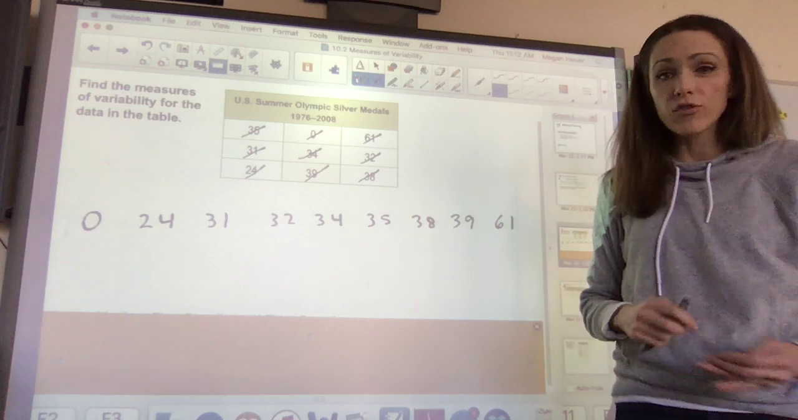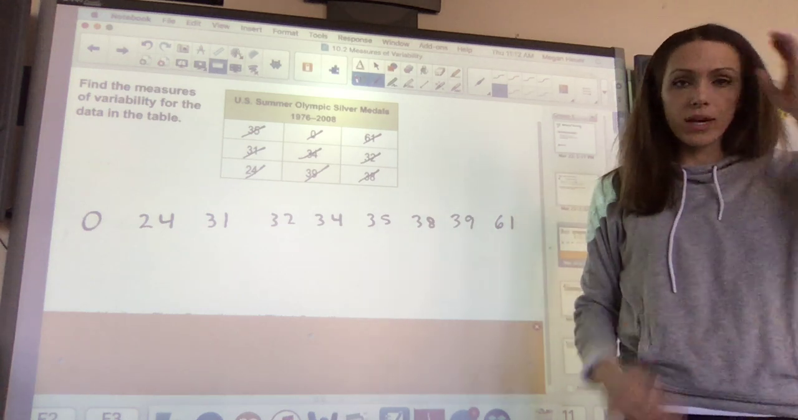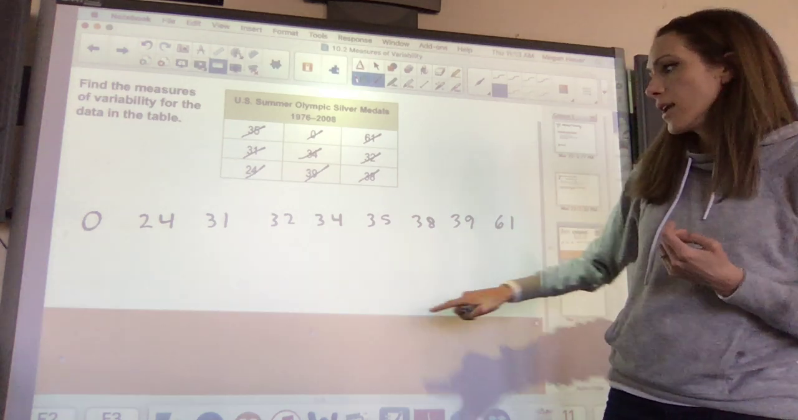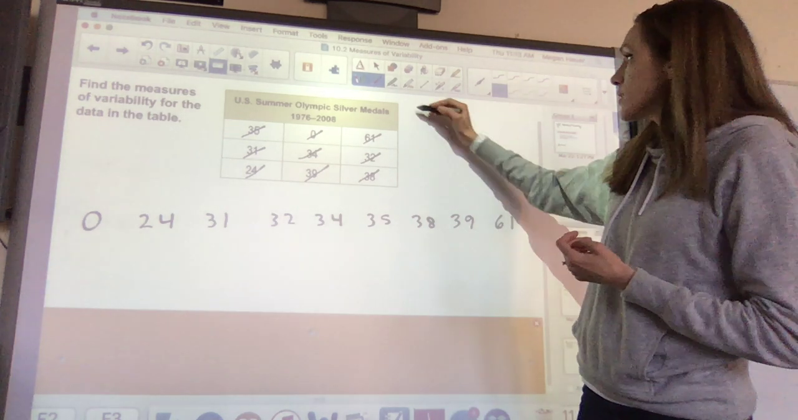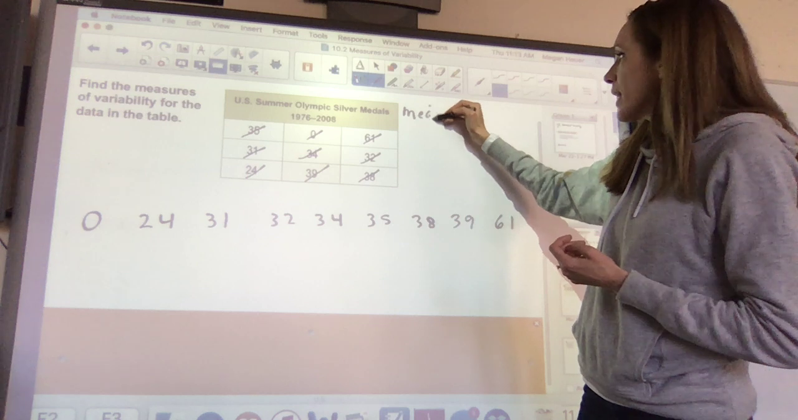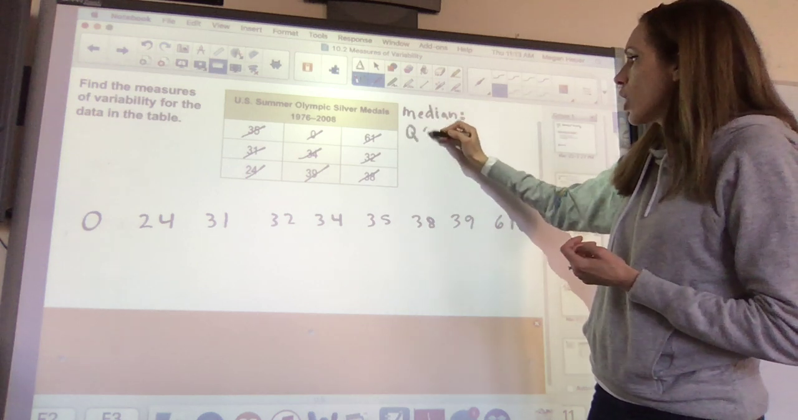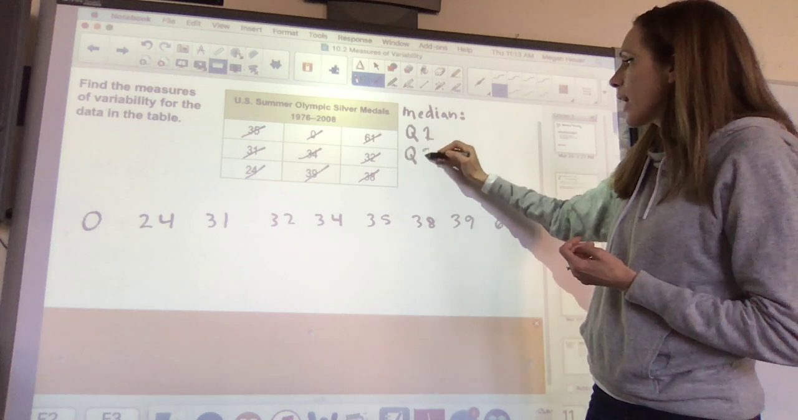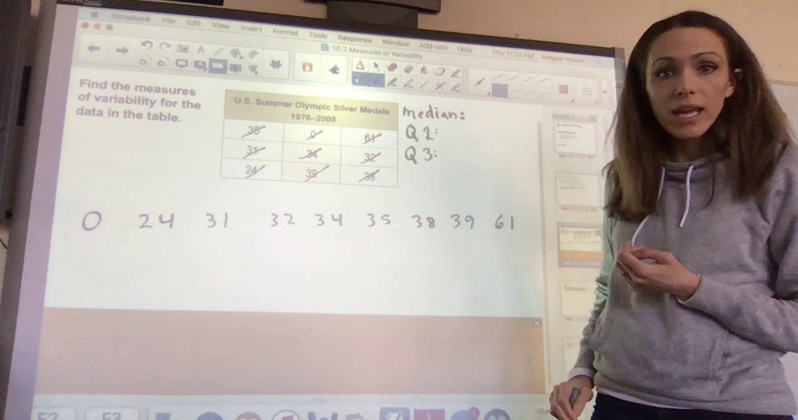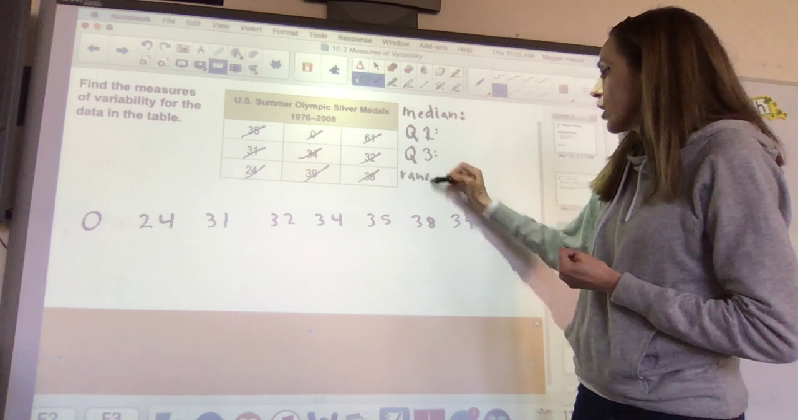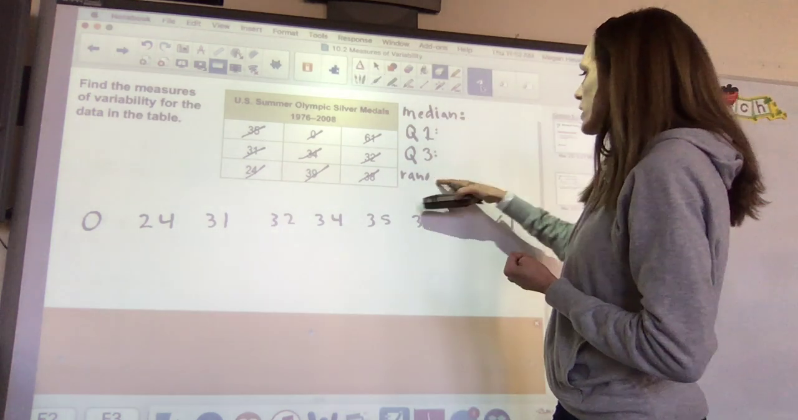And if you just want to watch this one, that's fine. And then we can try the next one together. So we're finding the median. The first thing you want to do is find the median. Then we're going to find quartile 1 and quartile 3. Then we're going to find the range. Oh, then we're going to find the interquartile range.